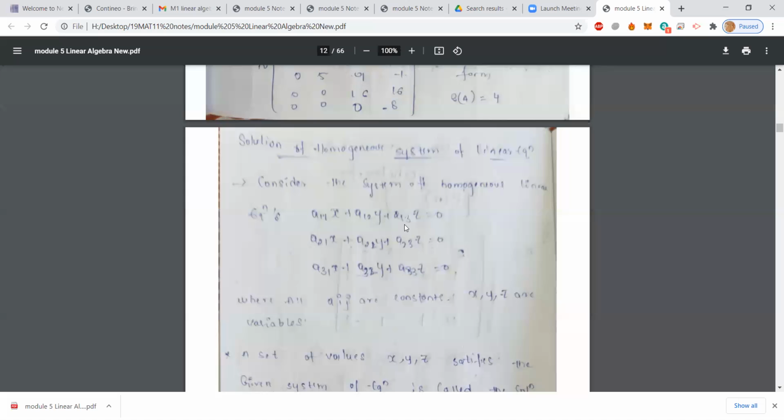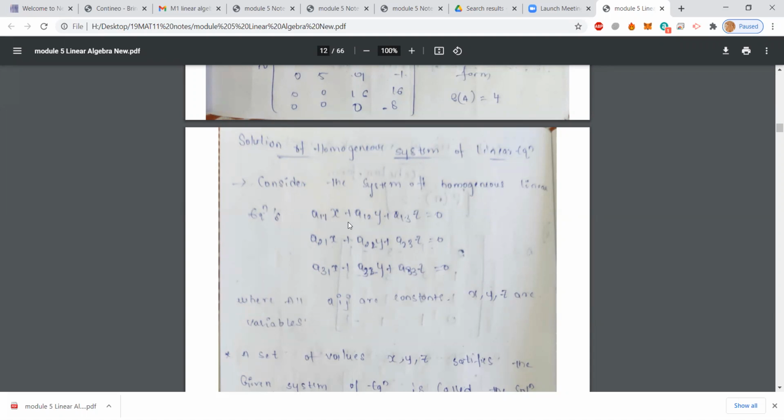A11x plus A12y plus A13z is equal to 0. A21x plus A22y plus A23z is 0. A31x plus A32y plus A33z is equal to 0. So this system is called a homogeneous system of linear equations. Why we call this a homogeneous system is that the right hand side of all three equations should be 0. Whenever I have a system of equations in which the right hand sides are 0, then it is said to be a homogeneous system.